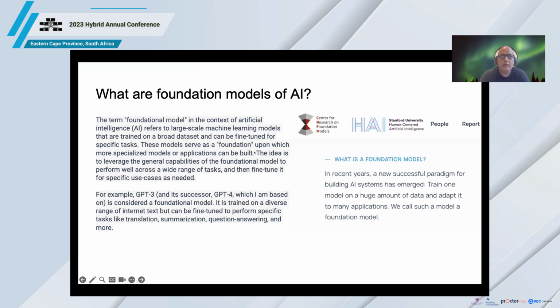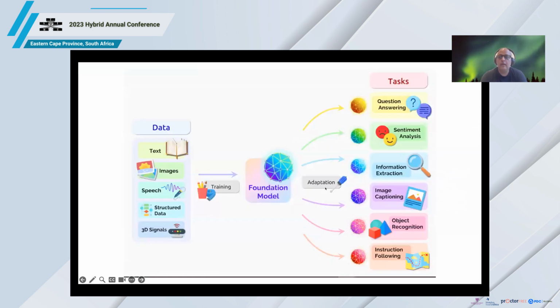And this kind of model, we are calling a foundation model. If you try to visualize it, basically it takes a lot of data, what we call multimodal data: text, image, speech, structured data, 3D signals, all kinds of data when it is trained. And when we have a foundation model, something like what ChatGPT is using, GPT-3, GPT-4, for example, is a foundation model. And what are the kinds of tasks these foundation models can do?